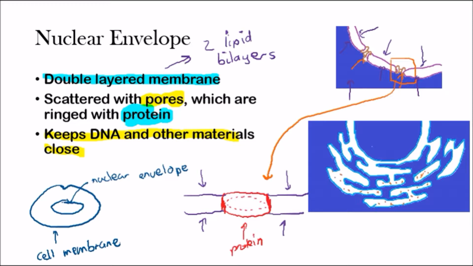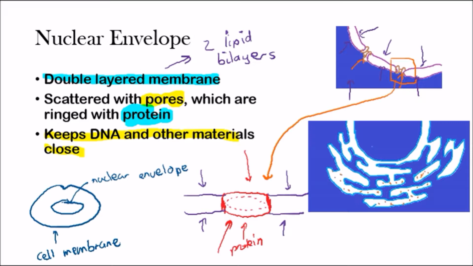This ringed protein is going to determine what goes into the nucleus and what goes out of the nucleus. If something can pass through and the proteins are okay with it, then the protein is just going to open up and the pore is going to open up, allowing that material to pass in or pass out. But if the protein is not okay with allowing that material to pass in or out, the protein is going to close up and the pore is going to close up, and that material is not going to be able to pass across the nuclear envelope.